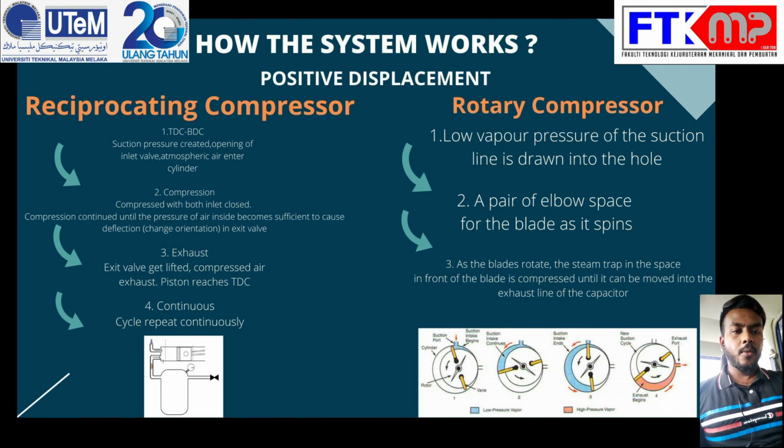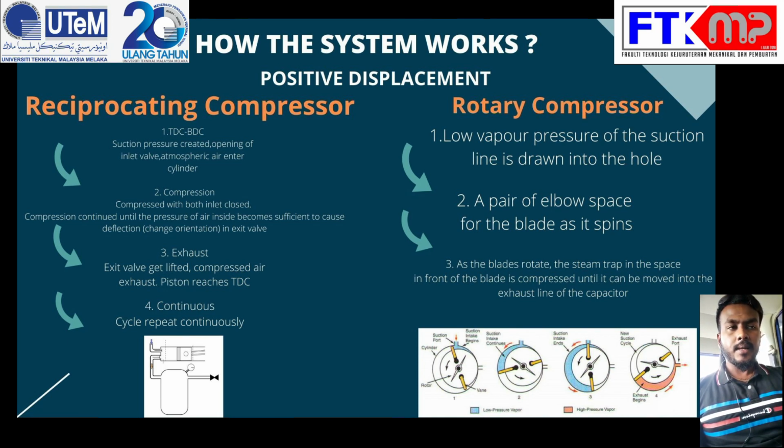The compressor will compress with both valves closed, and the compression will continue until the pressure of the air becomes high enough to push open the exit valve. And then we go for the exhaust. The air exits through the valve, and the piston will reach the top dead center and continue. The cycle will repeat continuously.